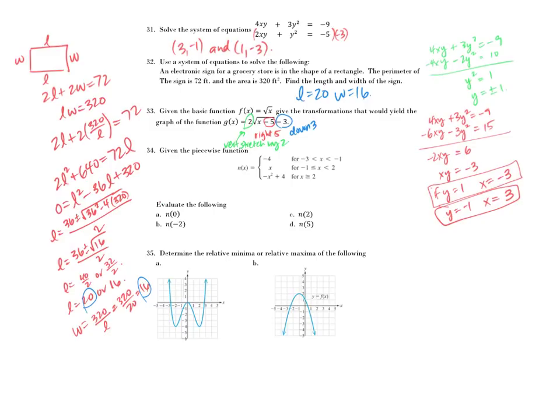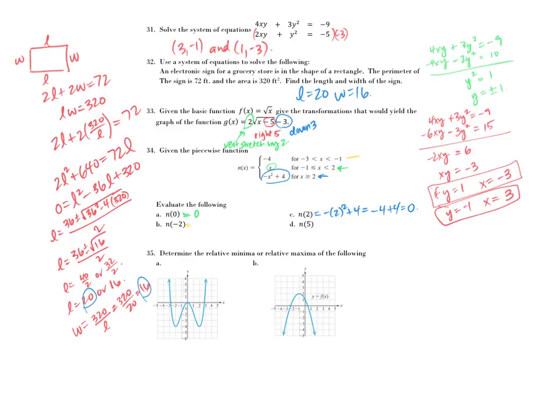The next one, given the piecewise function, evaluate the following. N of 0. If I want to evaluate n of 0, 0 is in this interval here. So I'm going to use this function x. So n of 0 is just 0. N of 2. 2 is in this interval here. So I'm going to use this function. So n of 2 is going to be negative 2 squared plus 4, which is negative 4 plus 4, which is 0. And then the next one, n of negative 2.